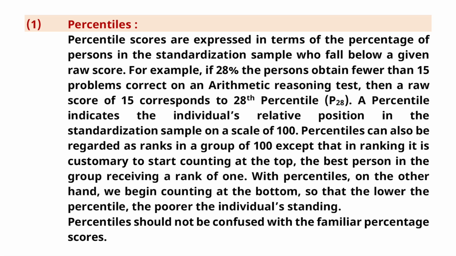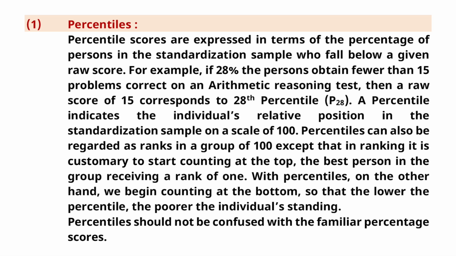The first is percentile. Percentile scores are expressed in terms of the percentage of the persons in the standardization sample who fall below a given raw score. For example, if 28% of persons obtain fewer than 50 problems correct on an arithmetic reasoning test, then a raw score of 15 corresponds to the 28th percentile, that is P28. A percentile indicates the individual's relative position in the standardization sample on a scale of 100.